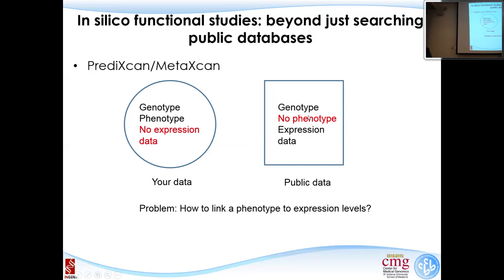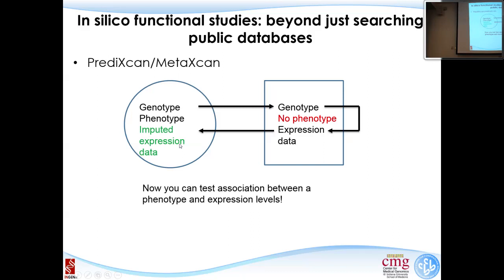So what you do is the same principle as imputation. You have genotype data, they also have genotype data. The assumption is that if they have the same genotype, they probably have the same expression data. So when you compare the genotypes, you can impute their expression data. Then in your data, you have genotype, phenotype, and imputed expression data. Then you can do association between phenotype and expression. Again, for your paper, if you want to do some eQTL analysis, you should have either a study similar to SMR or this PrediXcan.